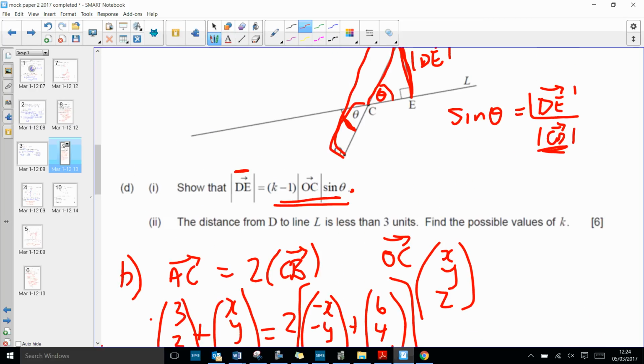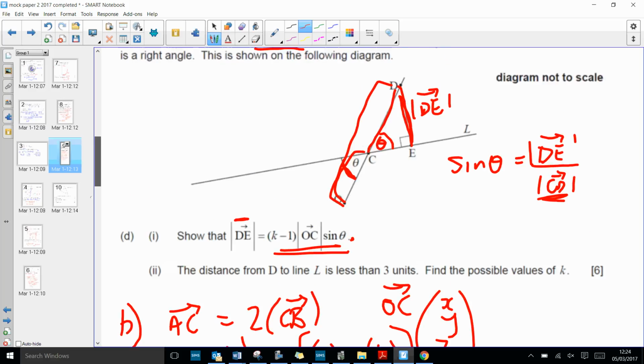Okay, the distance from D to L is less than 3 units. Find possible values of k. So from D to L is less than 3 units.